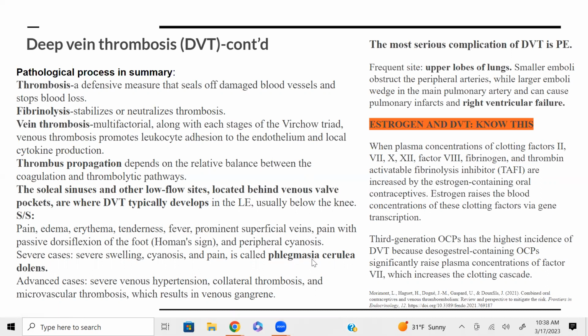This highlighted phlegmasia cerulea dolens was also seen lately. So this is all related to DVT, one of the signs and symptoms in mild, moderate, and severe cases. So you have to understand this also for clinical practice. And this is an article that I have taken most of this information from. So you will know the detailed descriptions of all these.